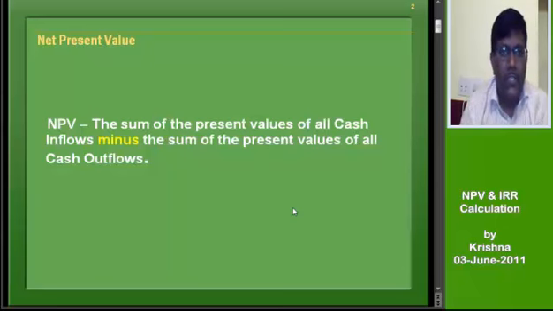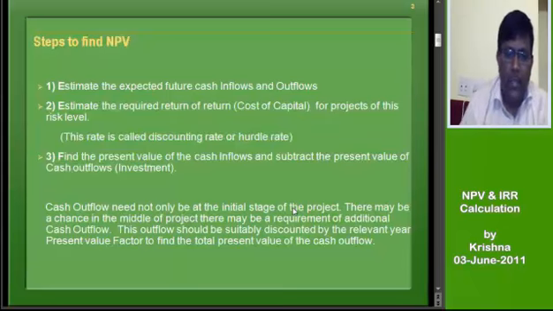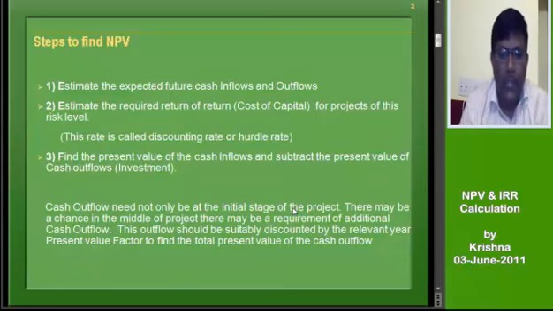Now we shall see the steps to find the NPV. The first step, we have to identify the cash inflows in the future and the cash outflows in the initial period and in the future also.